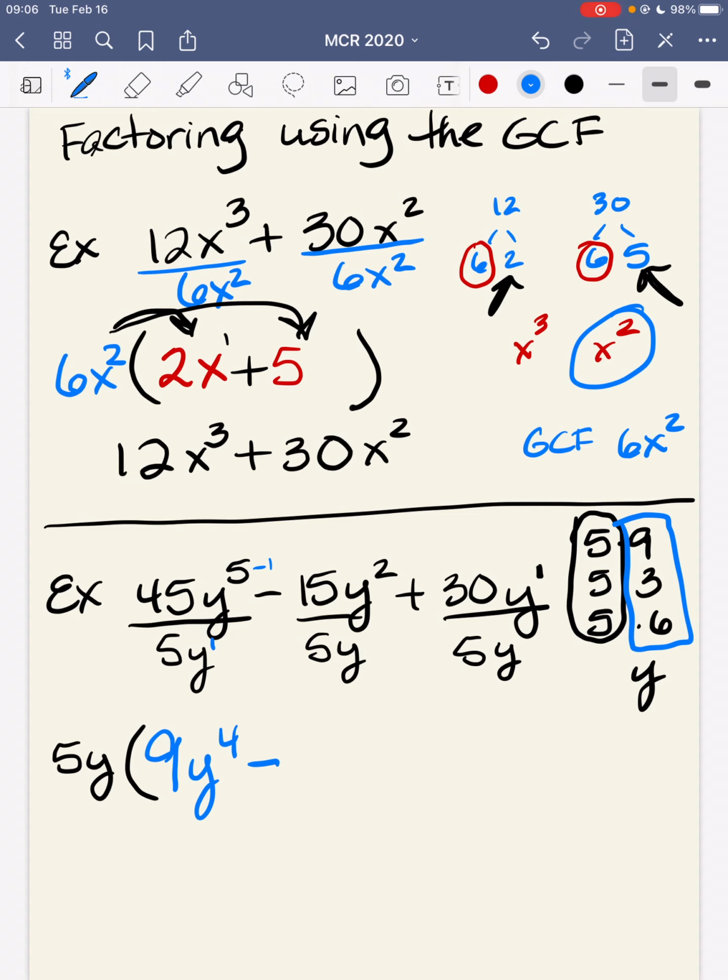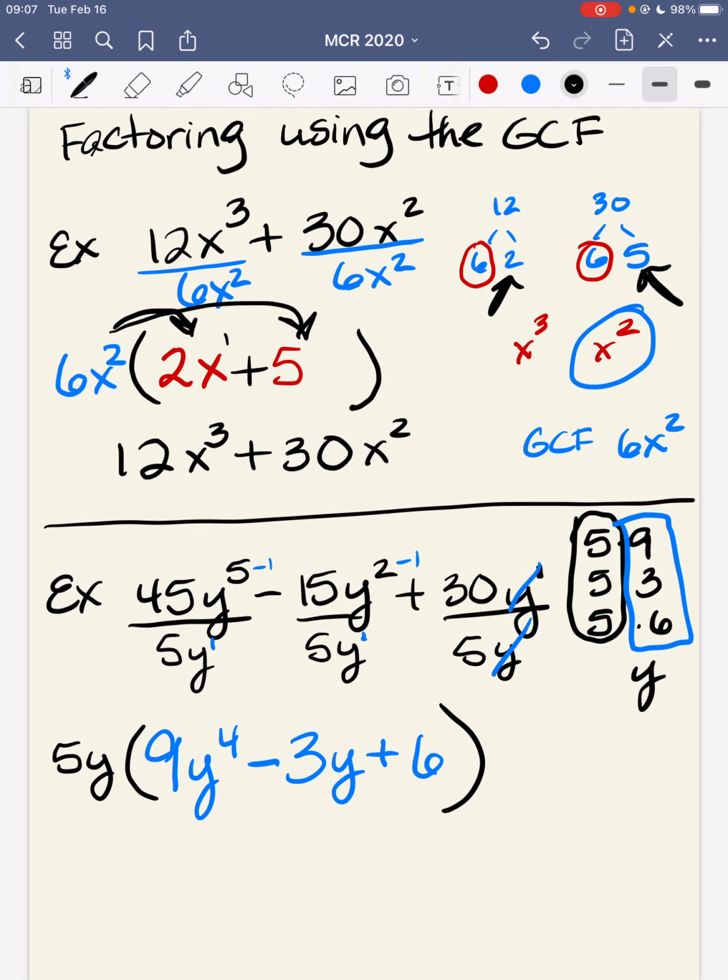Minus 15 divided by 5 is 3, and y to the 2 minus 1 is just y, or y to the 1st. Plus 30 divided by 5 is going to be 6, and my y's are going to completely cancel out. I have one on the top and one on the bottom. And I have gone ahead and factored by pulling out 5y.